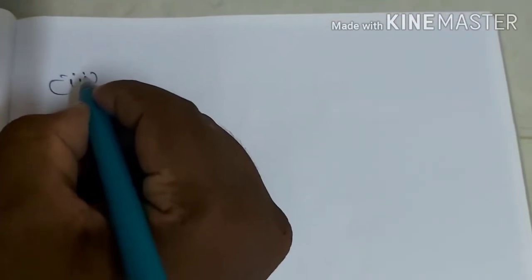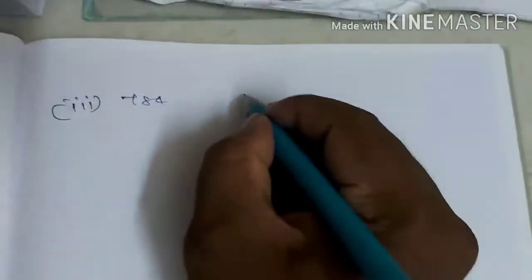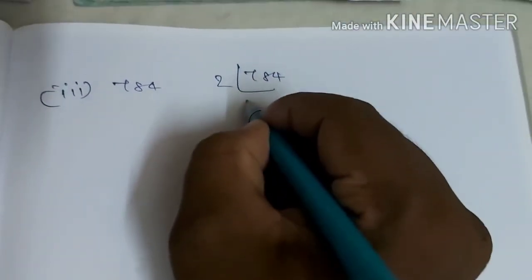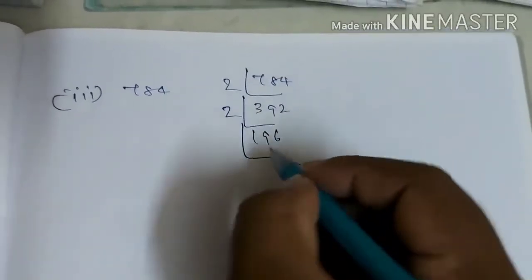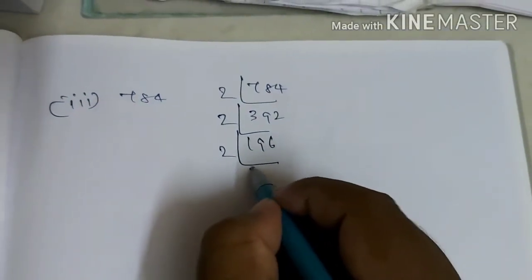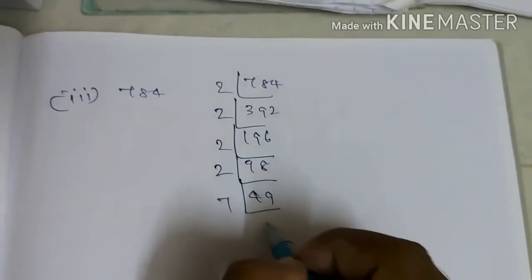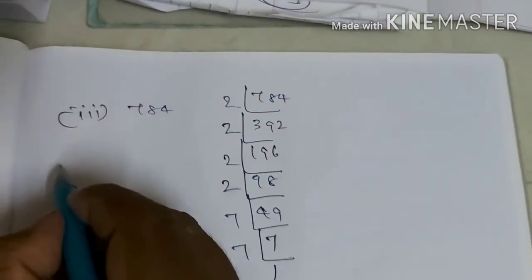Next, third sum: 784. So 784 divided by 2 is 392, again 2 times 196, again 2 times 98, again 2 times 49. 49 is very easy, 7 7s are 49. So here 4 2s and 2 7s are coming.